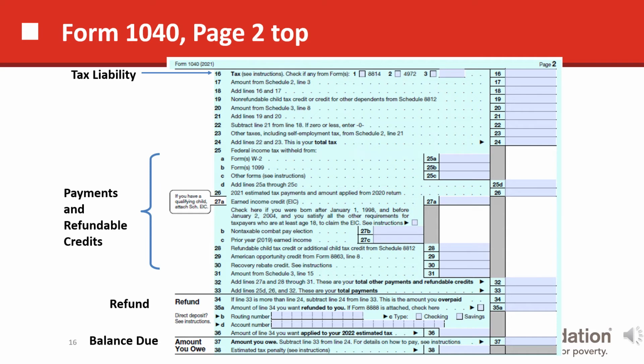Then you can see the refundable child tax credit, the American Opportunity Credit. So various refundable credits showing up here as well. And then we get into the refund if the taxpayer is receiving a refund, and balance due if they owe money. So now we'll get to page 2 on the senior form.